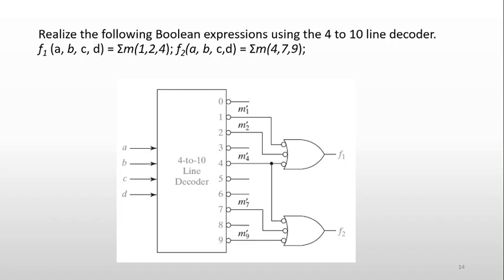There are two functions. F1 is equal to summation m of 1 to 4, so I have to apply the OR operation to Y1 to Y4, and F2 is nothing but summation m of 4, 7, 9, that is, I have to apply the OR operation to Y4, Y7 and Y9. But we know that in the case of a 4 to 10 decoder, we get the output in the complemented form, that is, instead of M0 I will get M0 bar.